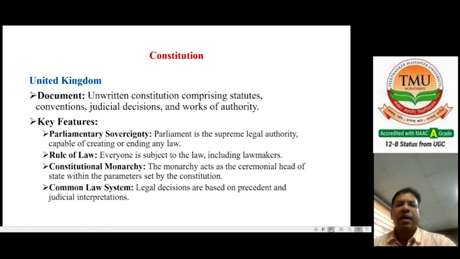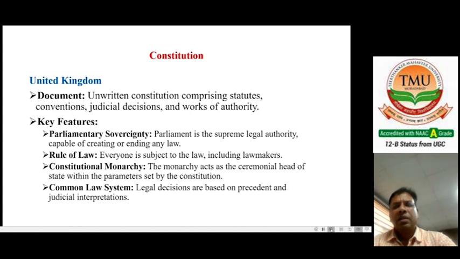Now come to the second important constitution of the world, that is the United Kingdom. The United Kingdom has an unwritten constitution, also called an uncodified constitution, and it comprises judicial decisions, works of authority, conventions, and different kinds of statutes. The key feature of the United Kingdom constitution is parliamentary sovereignty. That means parliament is the supreme legal authority and is capable of creating or ending any kind of law.